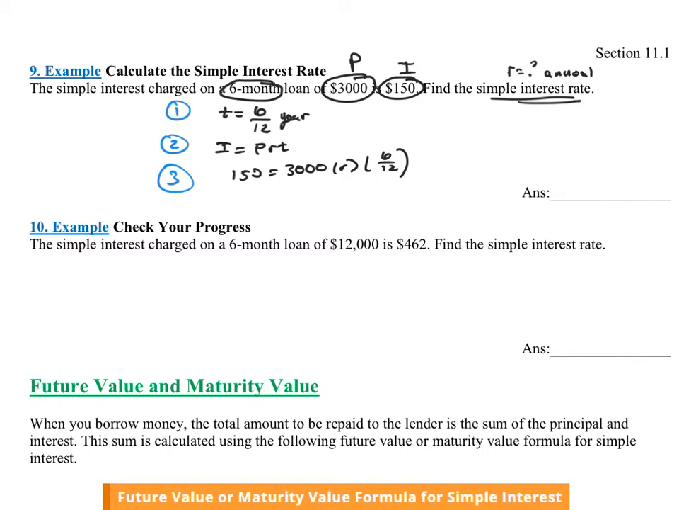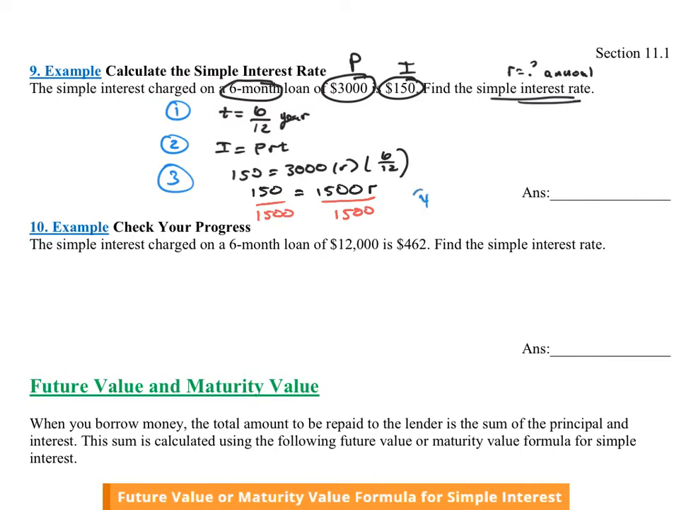So now I need to solve for R. I need to isolate R. So the first thing that I'm going to do is clean up the right side. I'm going to multiply 3,000 times 6/12, in your calculator, or 3,000 times 1/2 if you simplified it. And when I do that, I end up with 150 equals 1,500 R. Isolating R, because it's multiplied, I need to do the opposite. So I need to divide by 1,500 on both sides.